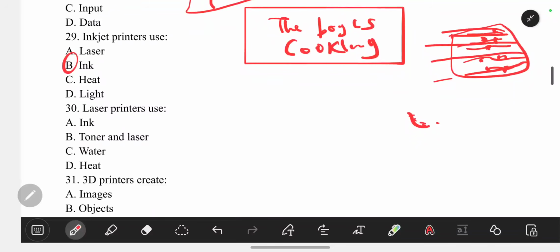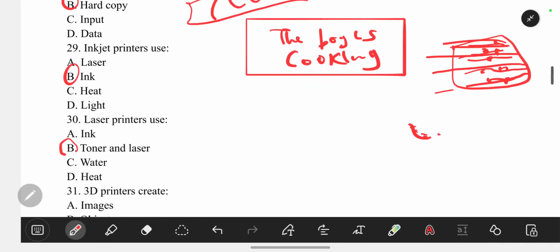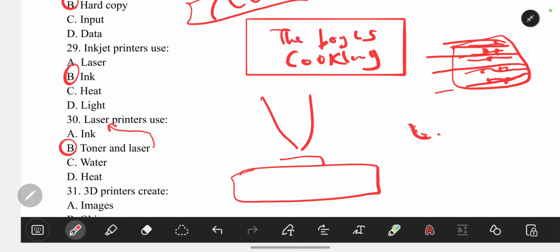Then when we look at the laser printers, we have the toner and the laser. So just as the name entails, it also uses toner. A laser is a beam of light. So when the beam of light comes and strikes the paper, you can think of toner as a powder, more like powdered ink. Whenever light strikes there, it attracts the toner to be on that paper.